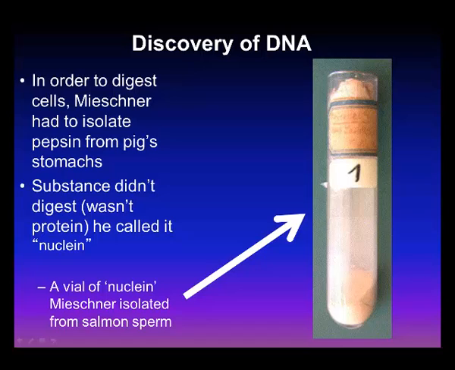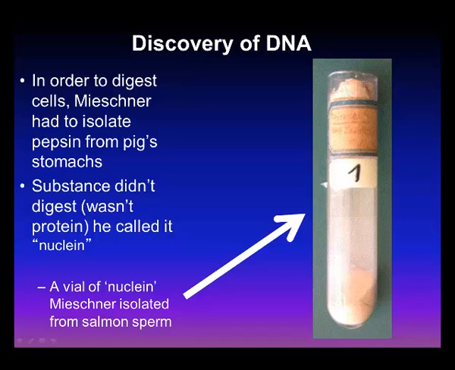He also did some other treatments to see if it was a lipid or a carbohydrate or any other known substance at the time. And it turned out it wasn't. So this was a really big discovery. It was an entirely new class of biological molecules, and it would seem to be located in the nucleus, so he called it nuclein.